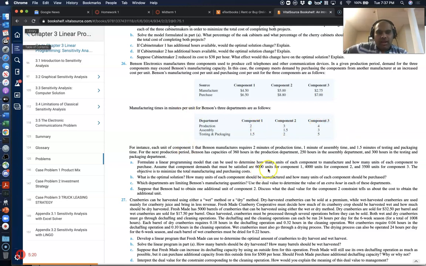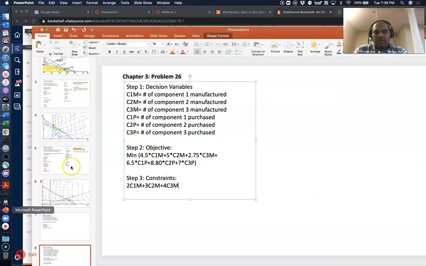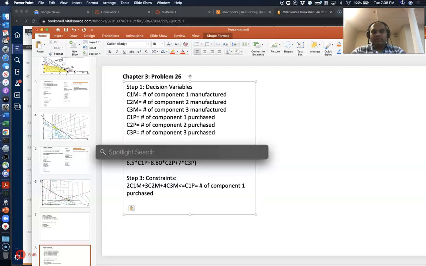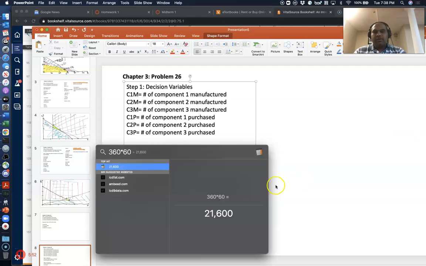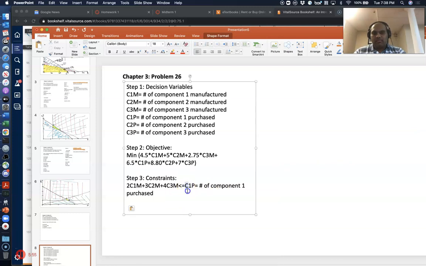Manufacturing time is in minutes, and it's the total time that's available. Here you have to be careful because all manufacturing time is given in minutes, but all production time available is given in hours. So we have to do a conversion. We'll convert everything into minutes. So 2, 3, and 4, and the total time available for production is 360 hours. So this has to be less than or equal to 360 hours. 360 hours in minutes will be 360 times 60, which is 21,600 minutes. So this is just for the ones that you make.